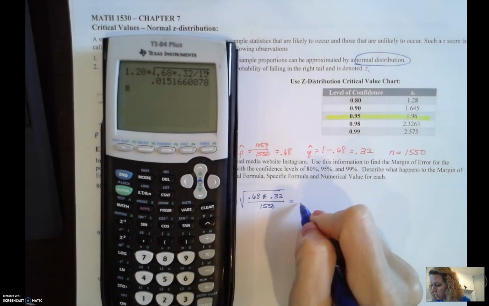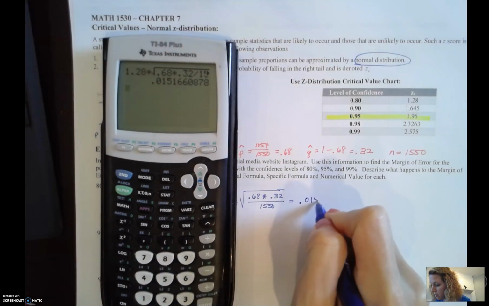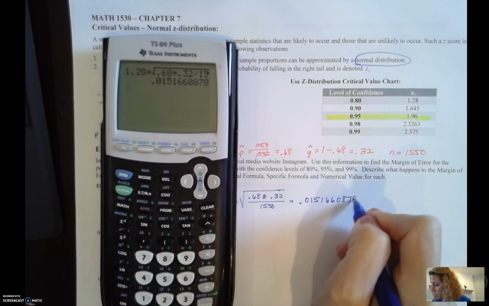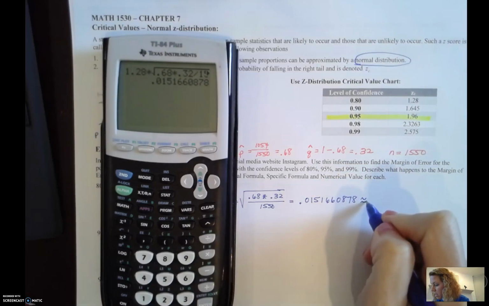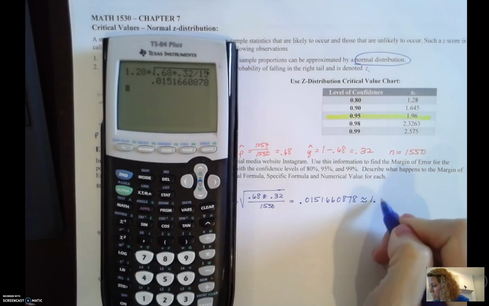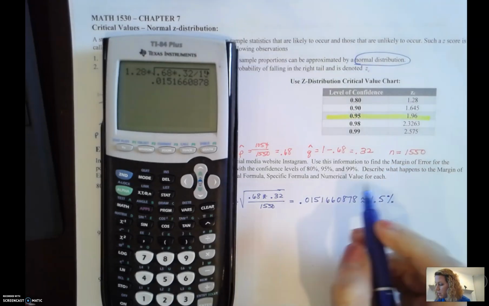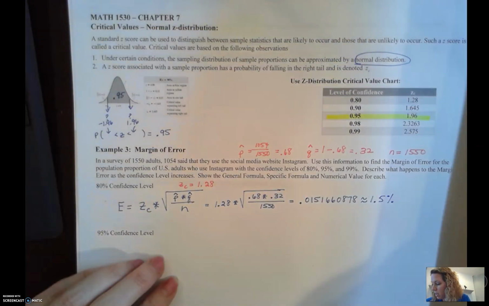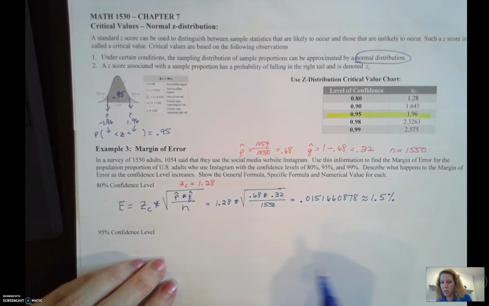And I'm going to write this out, 0.0151660878, which is approximately, if I convert it to a percent, approximately 1.5%. Okay, so the margin of error at 80% confidence level is 1.5%.